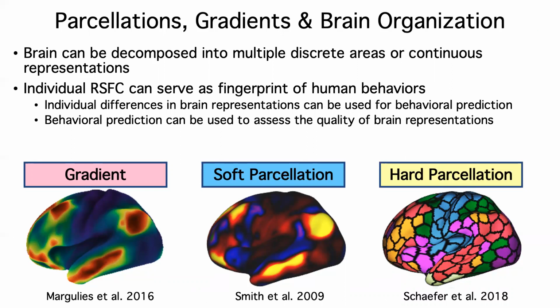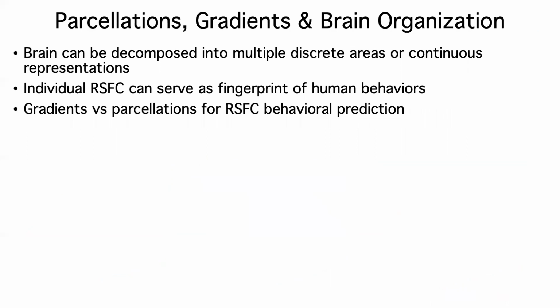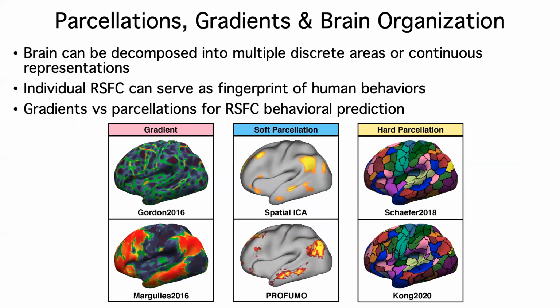Many papers have demonstrated that individual differences in resting state functional connectivity can be used for behavior prediction. Therefore, behavior prediction can be used to assess the quality of different brain representations. So in this talk, we focus on behavior prediction and compare the performance of gradient techniques versus parcellation approaches. We consider two gradient techniques, two soft parcellation approaches, and two hard parcellation approaches.